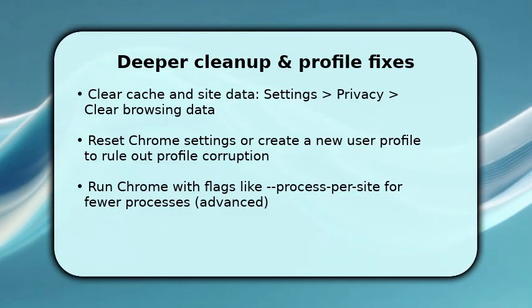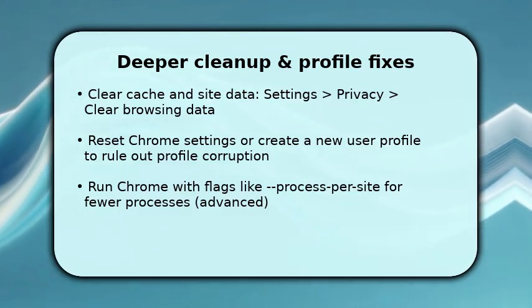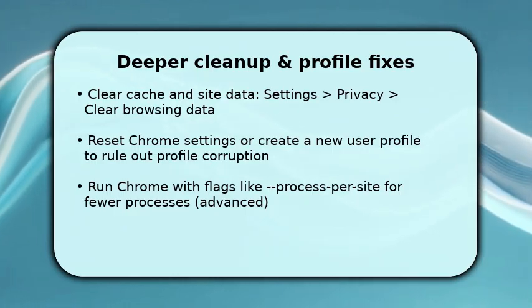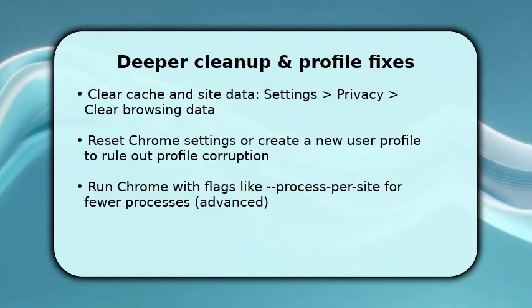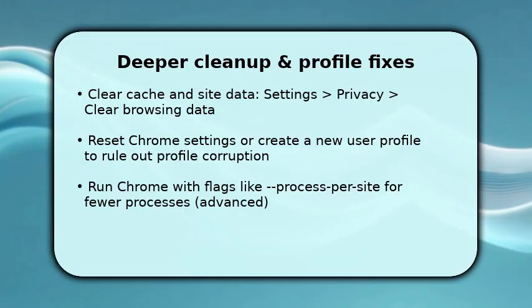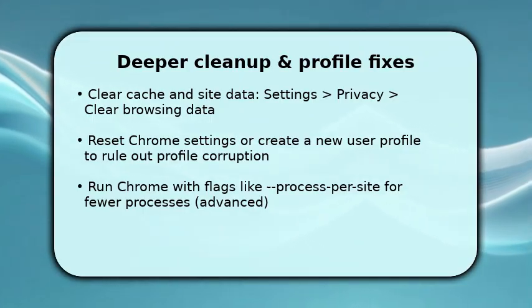If problems persist, reset Chrome settings or create a fresh user profile. The profile can cause many background tasks when corrupted. For advanced control, launch Chrome with command line flags such as process per site to reduce per tab processes. This trades isolation for fewer processes.